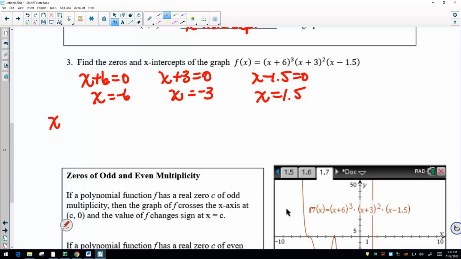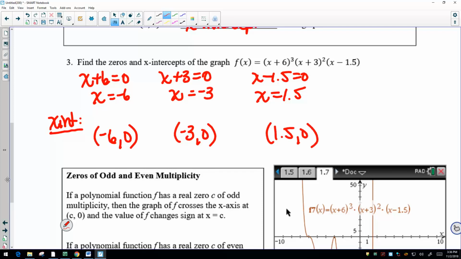If I wanted to write these as x-intercepts, now that becomes a coordinate: negative 6 comma 0, negative 3 comma 0, and 1.5 comma 0. So these are all x-intercepts. These are all the zeros where they cross.